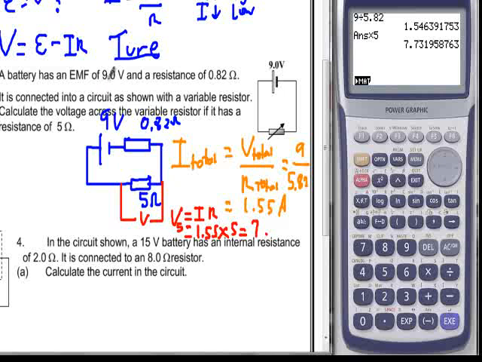Now how many significant figures? We've got 2 significant figures, 2 significant figures, 1 significant figure. So the answer should really be 8 volts, but we'll call it 7.7 volts, the 2 significant figures, but technically the answer is 8.